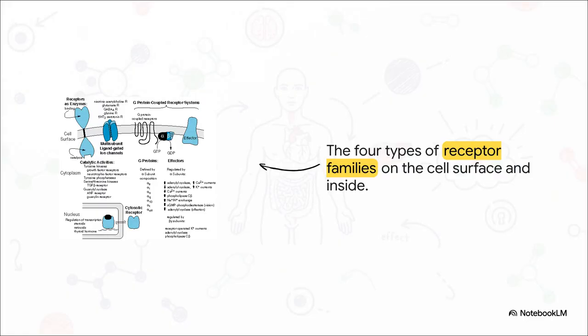Notice exactly where these 4 families live, ready to receive those messages. The first 3, the enzymes, ion channels, and G-proteins, they sit right on the cell's plasma membrane, acting kind of like border guards. But the nuclear receptor, that sits deep inside. A drug has to physically push through the cell membrane just to reach it.